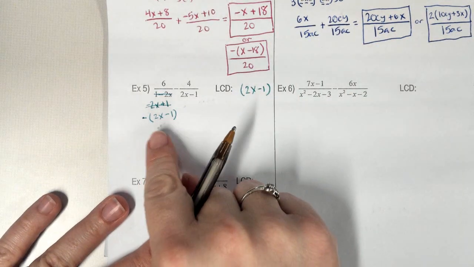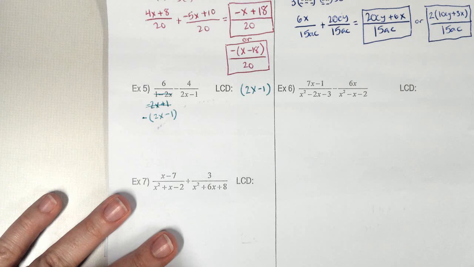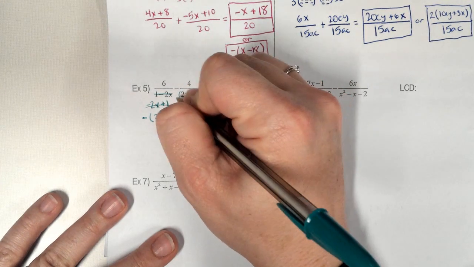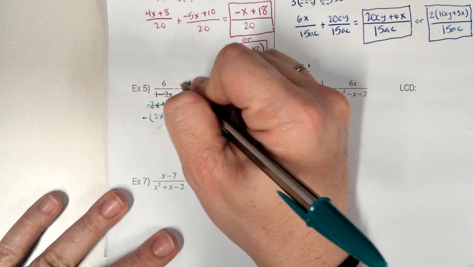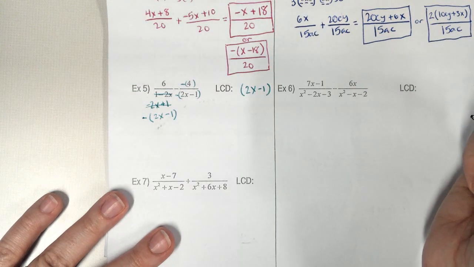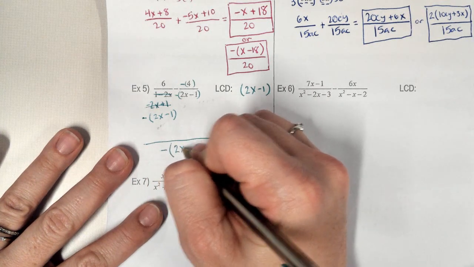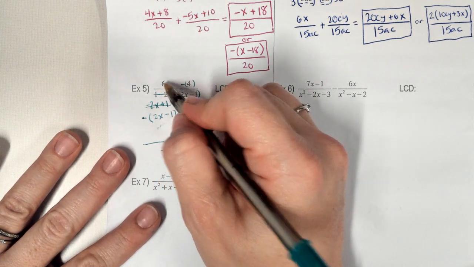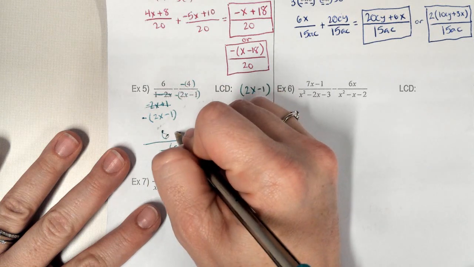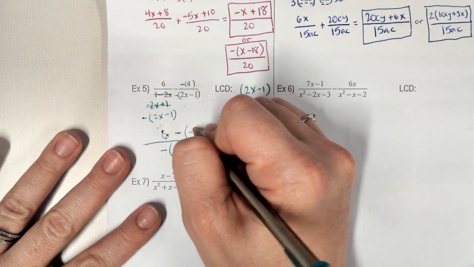Now what does the first one have that the second one does not? A negative. So I need to give this one a negative. And if I give the denominator a negative, I also have to give the numerator a negative. So now that I have a common denominator of negative parentheses 2x minus 1, I have 6 minus negative 4.